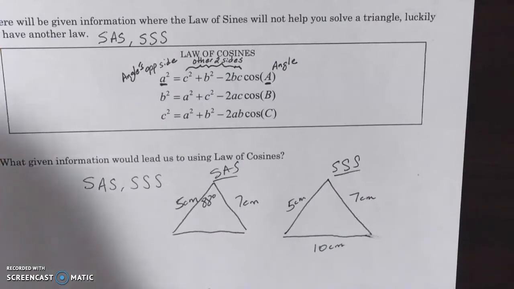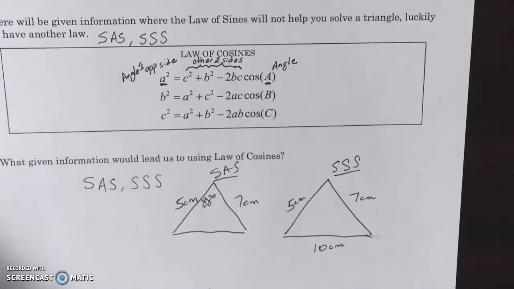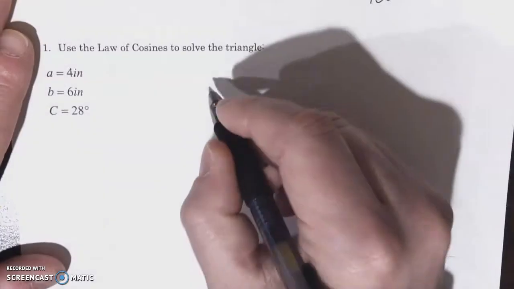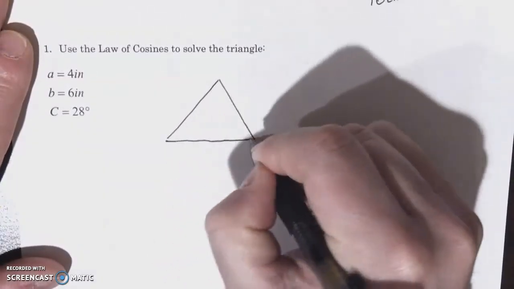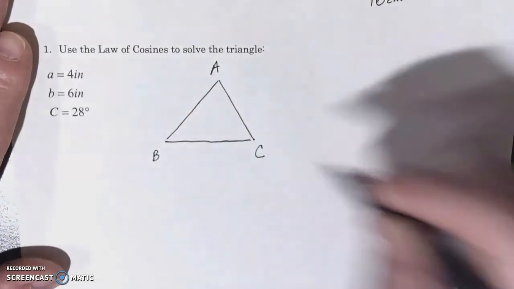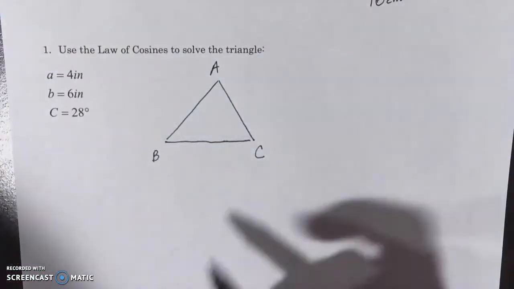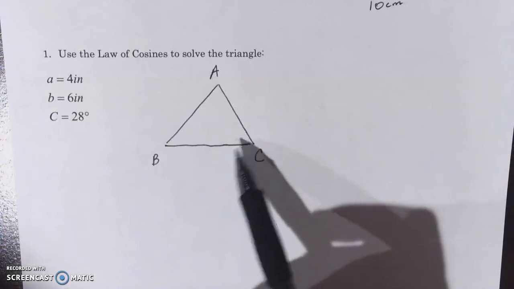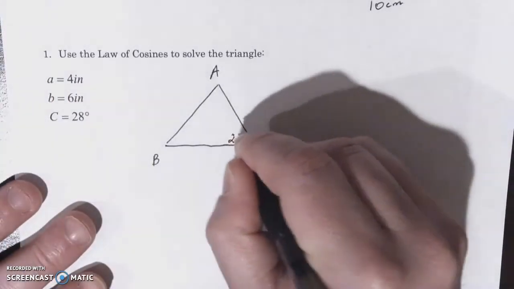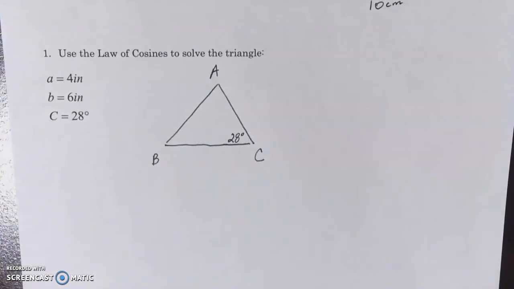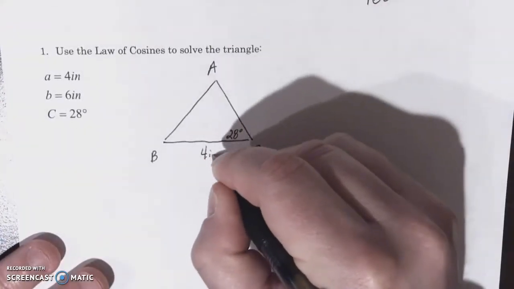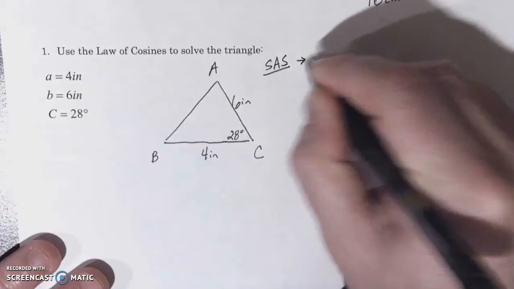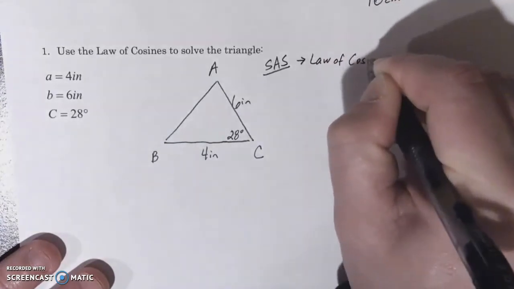All right, so here's what we're going to do. We're going to do an example so you guys can see exactly how this is going to work. Use the law of cosines to solve this triangle. As always, we'll label these A, B, C. I did have a student in my class ask if how accurate the drawings are matters. I would probably draw all of my triangles to look like this. I know C right here is probably not 28 degrees, but it doesn't really matter for the purpose of solving these triangles. So we've got 28 degrees for angle C. The side length across from A is 4 inches. The side length across from B is 6 inches. This happens to be a side-angle-side case, meaning we should use law of cosines.